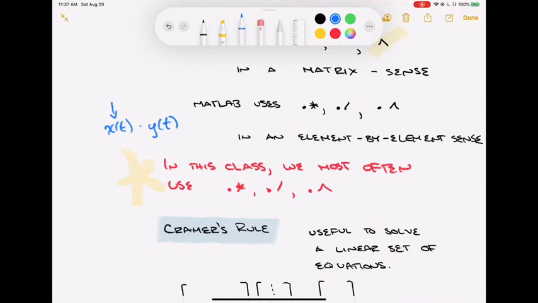We are going to represent something like x of t as a vector of a bunch of values for all the different values of time we're interested in. We want to multiply that by another signal, and what we want to do is multiply corresponding values of these signals. So it is naturally an element by element multiplication. So in many, not all, but many, if not most of the cases that you will likely use MATLAB in this class, we're primarily going to be looking at things from an element by element operation.